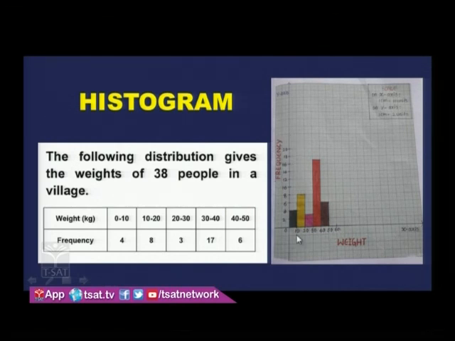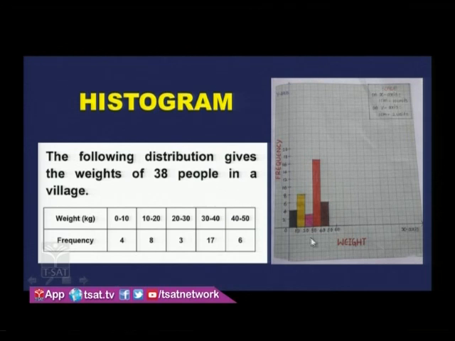So here also, what kind of data do we have? Weights of 38 people in a village. The weights are ranging from 0 to 50, like 0 to 10, 10 to 20 and so on, and the frequencies are given. To draw this graph, we take weights. Weights are nothing but the class intervals. Class intervals on the x-axis we take, and frequencies on the y-axis. And here a suitable scale is taken: on the x-axis 1 centimeter is equal to 10 units and on the y-axis 1 centimeter is equal to 2 units, right?